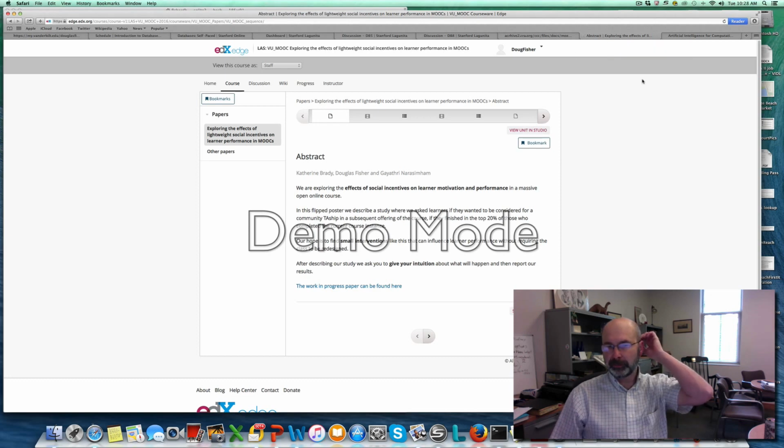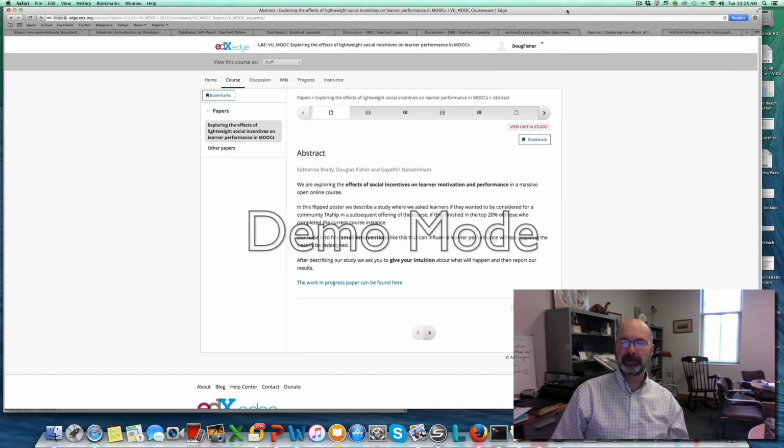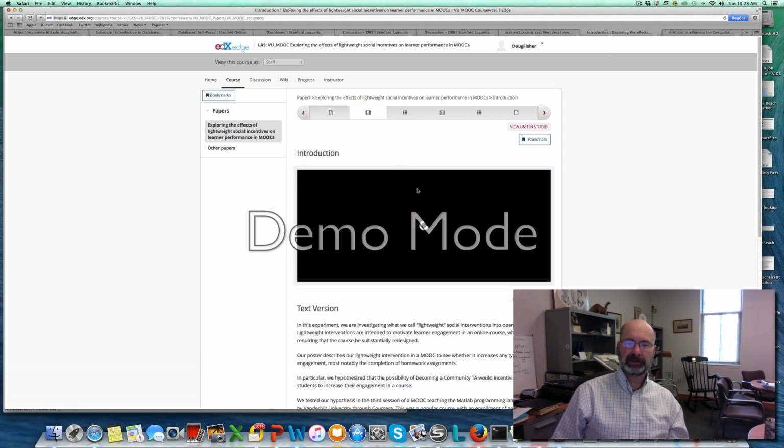The third thing I'm doing is lightweight interventions, and I talked about that monthly or that weekly badge or certificate as an example of a lightweight intervention that was highly motivating. You don't have to change the structure of the course to get additional benefits. I'm going to play this. This is a poster, what's called a flip poster, and we'll just run through it.